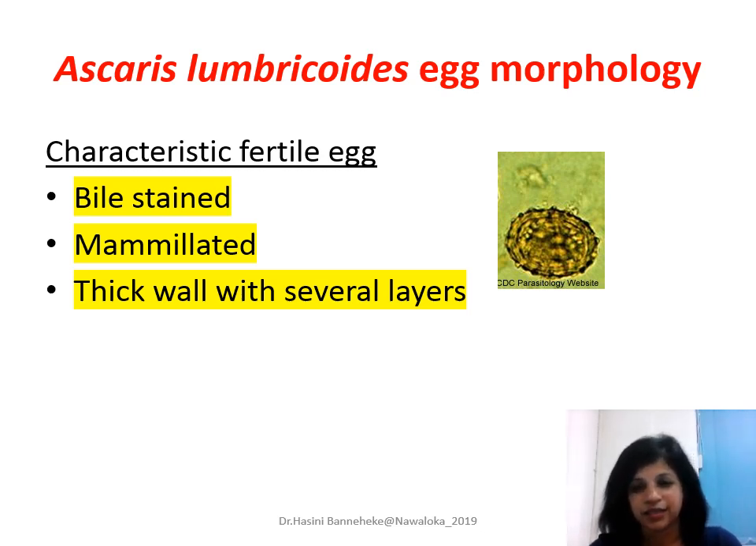In certain instances, the outermost layer, that's the mammillated layer with these knob-like protuberances, can get sloughed off. In that case, the characteristic fertile egg is called decorticated, when the mammillated layer is not there. So such eggs are also found in feces. So you need to know how they look as well.